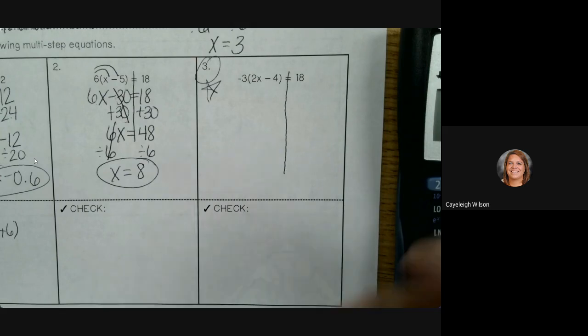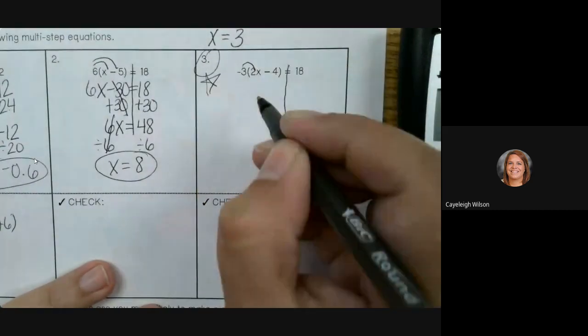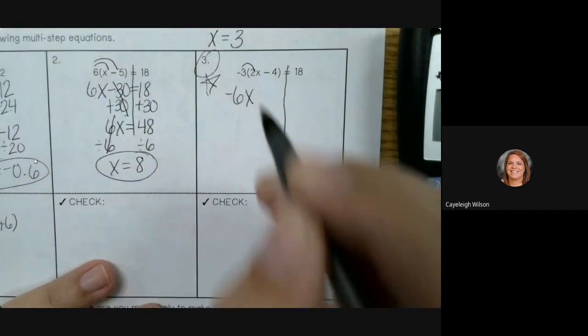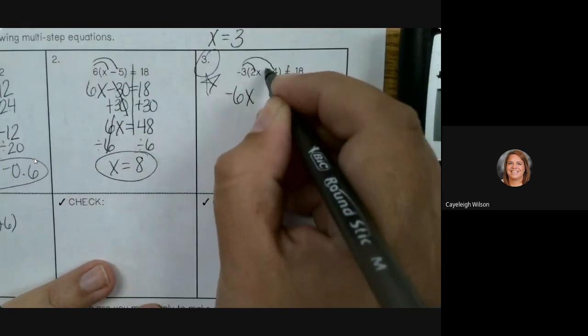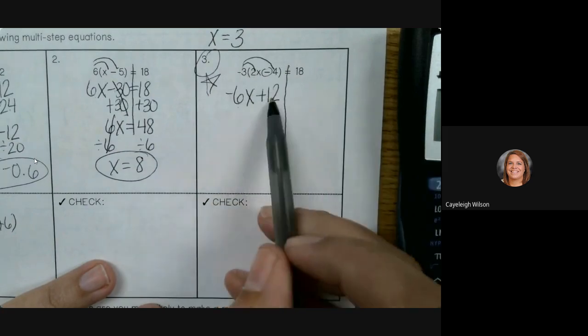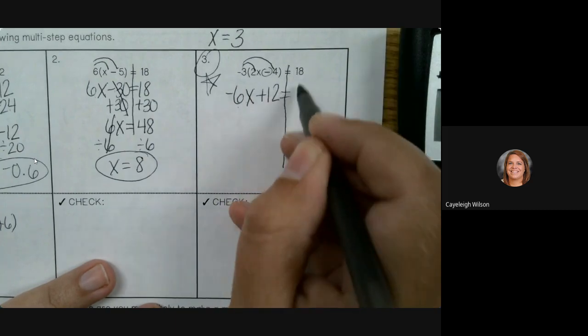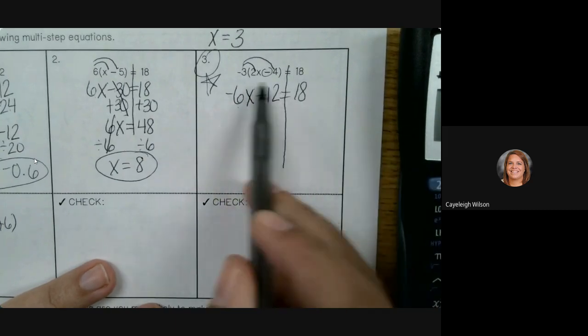All right, so I'm going to start by distributing this negative 3. So negative 3 times positive 2x is negative 6x. Negative 3 times negative 4 is positive 12. I asked myself, are these like terms? No, because it has an x, does not have an x. So I'm just going to bring down my 18. And it's just a two-step equation now.